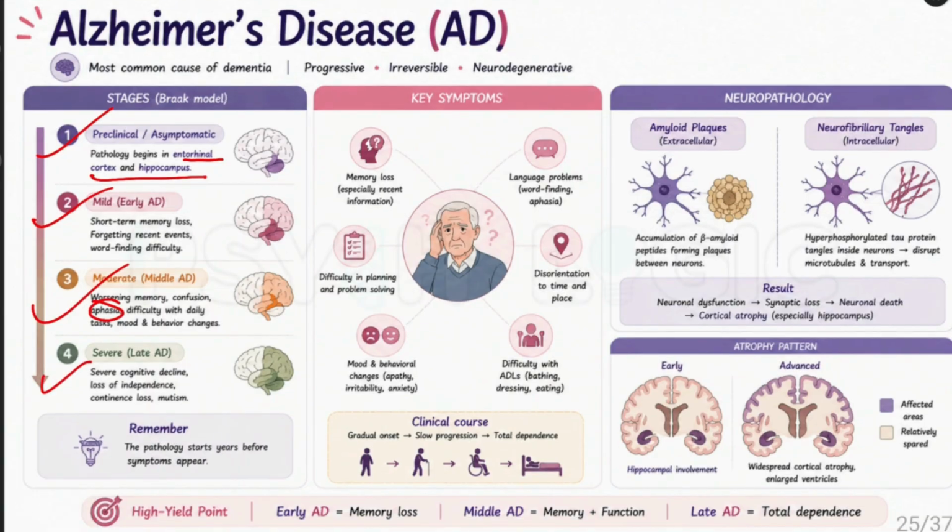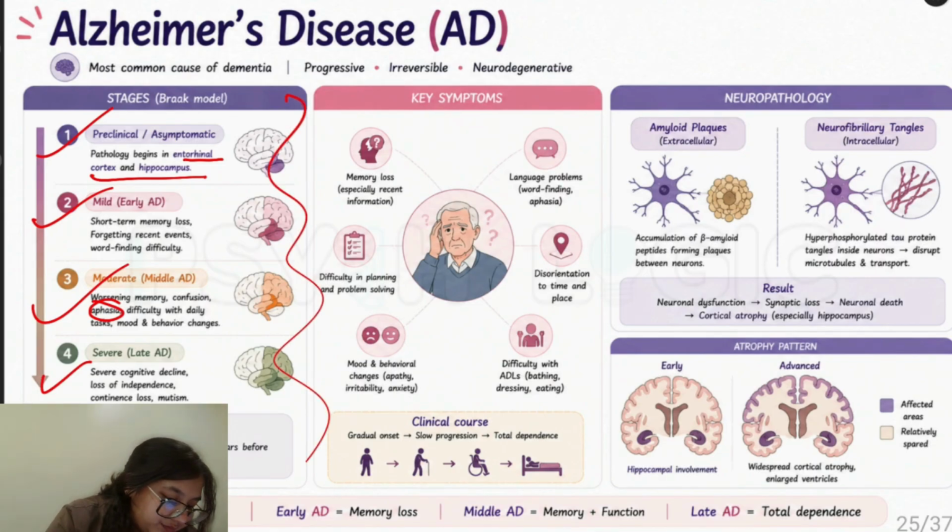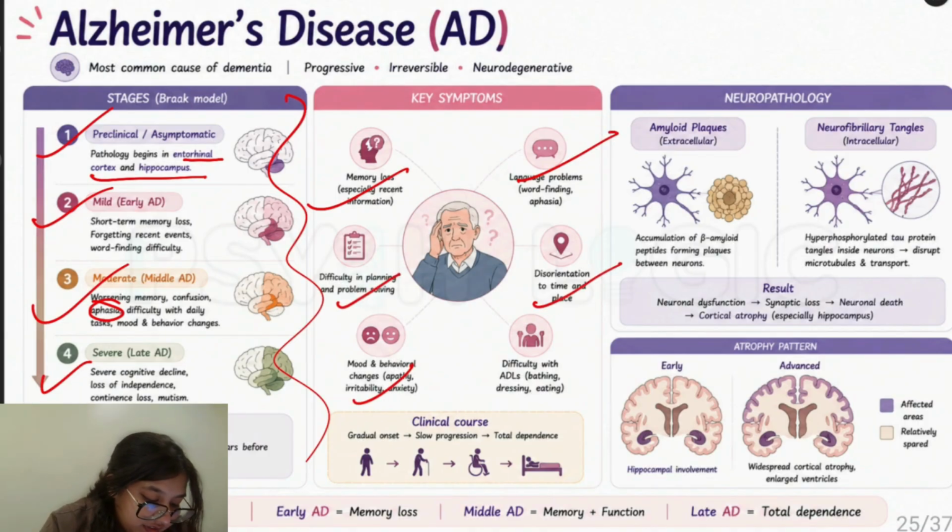And then we have severe or late Alzheimer's. This is severe cognitive decline. They have lost their independence completely. They may not even recognize their own family members, and they'll require help with even the basic activities of daily life, like bathing, eating, going to the toilet. Many also lose the ability to speak gradually. So that is the level it can go to. We already discussed all the key symptoms in terms of stages: memory loss, language problems, difficulty in planning, disorientation, mood and behavioral changes, difficulty in ADLs.